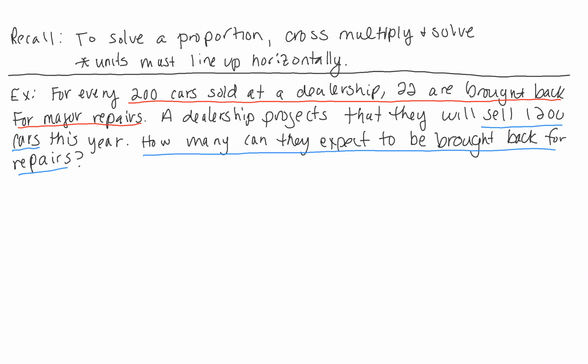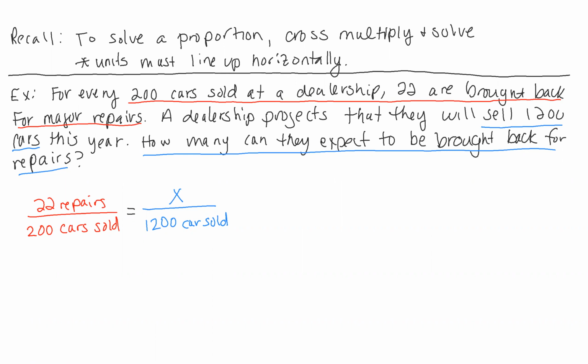So here's how we're going to set it up. We know that 200 cars sold, 22 should have repairs. So we're going to have 22 repairs for every 200 cars sold. Okay. Now, this dealership is expecting, hoping, projecting that they're going to sell 1,200 cars. Since in my first rate, I had cars sold in the denominator, I'm going to make sure in my second rate, cars sold is also in the denominator. That means we have no idea at this point how many cars they should expect to come back needing repairs.